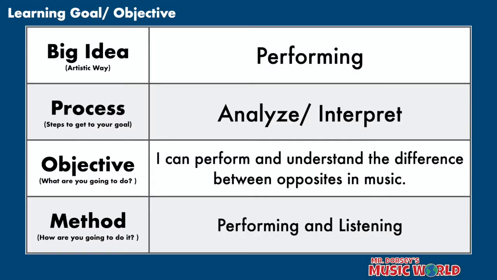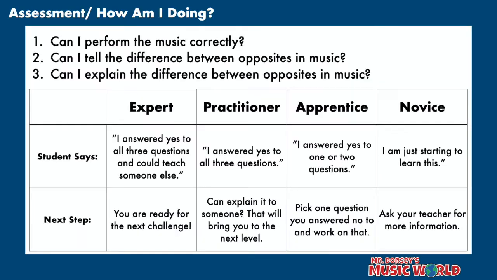Let's go back to our learning goal. Our big idea was performing. Our process was analyze and interpret. Our objective was, I can perform and understand the difference between opposites in music. And our method was performing and listening. So now, let's assess or grade ourselves on how we did. The 3 questions we needed to think about were, can I perform the music correctly? Number 2, can I tell the difference between the opposites in music? And number 3, can I explain the difference between opposites in music?